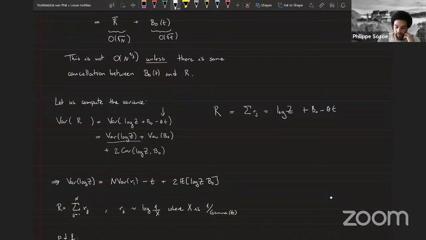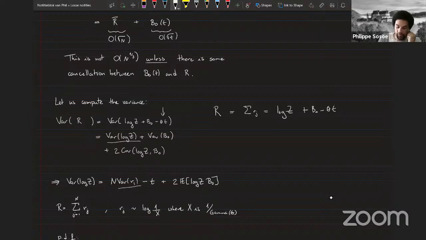What we're interested in is the variance of log Z. After rearranging, we find the variance of log Z is the variance of R, the variance of the sum of IIDs. So it's n times the variance of any one of the R's, say R_1, minus t, plus the covariance. B_0 has mean 0, so the covariance is the same as the expectation of log Z times B_0.